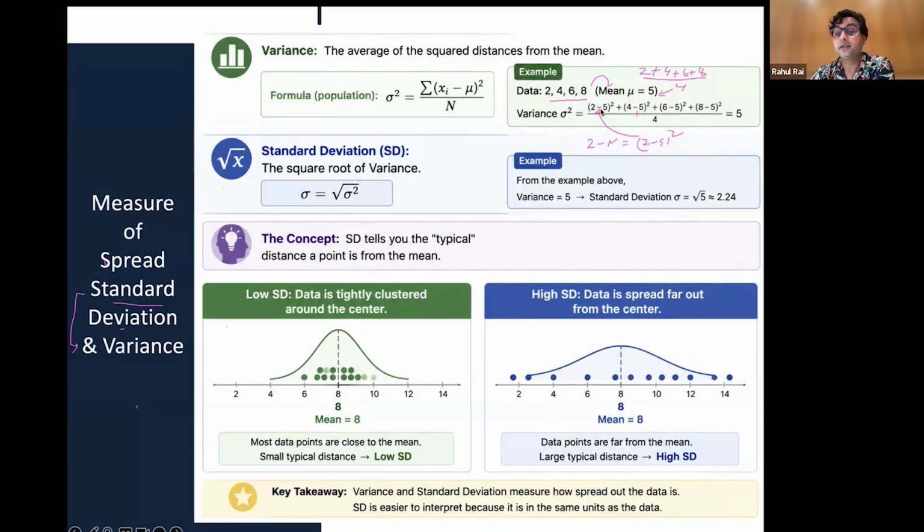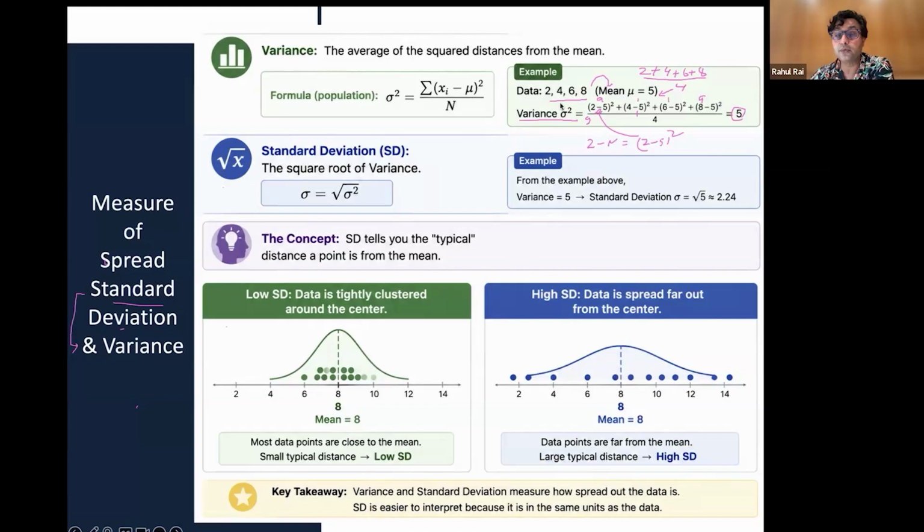If you do this, this is 3 squared, this is 1 squared, this is 1 squared, and this is 3 squared. So 9 plus 9 plus 1 plus 1. I can write this as 9, 1, 1, and 9. So 10 plus 10, 20, divided by 4. The variance comes out to be 5.